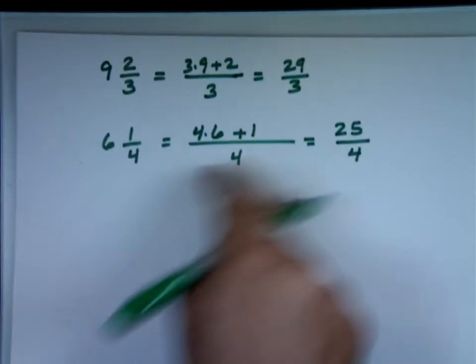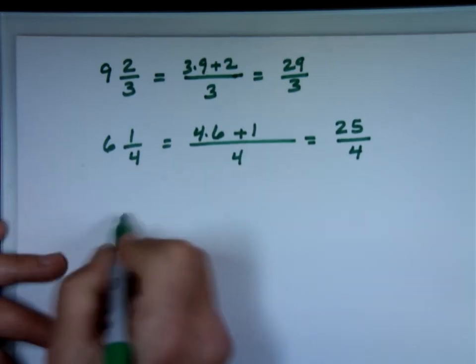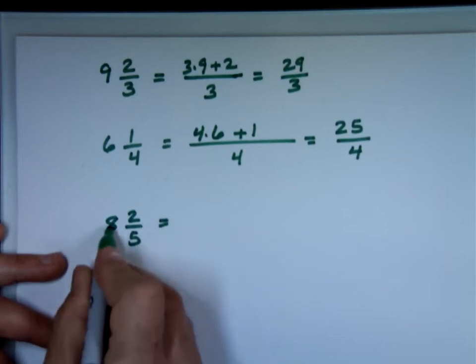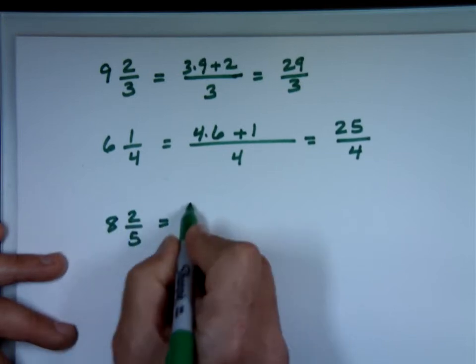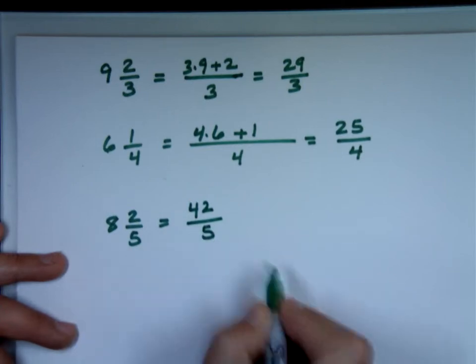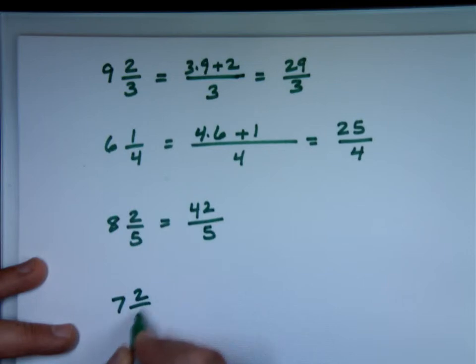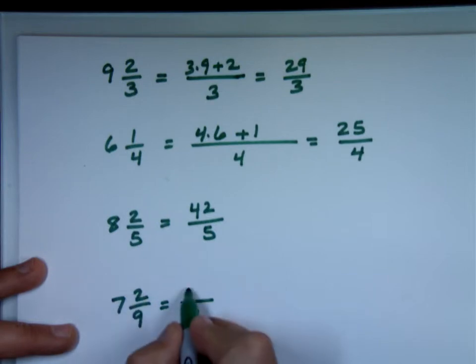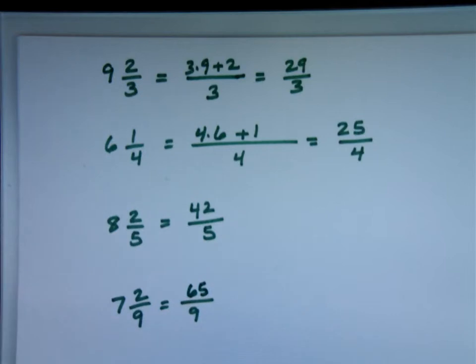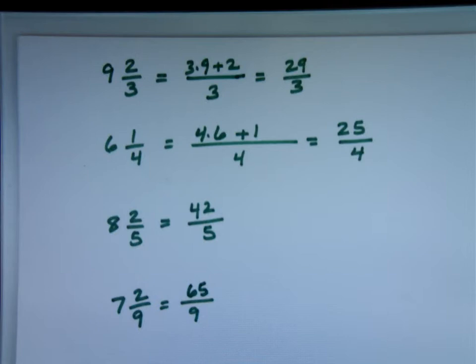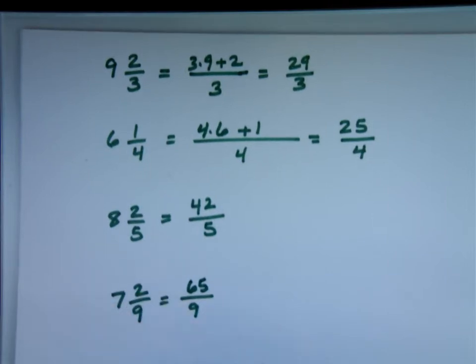So a lot of times we don't put that step here. We bypass that. 8 2/5. We usually go in our head. 5 times 8, 40 plus 2, 42 over 5. 7 2/9. 9 times 7, 63 plus 2, 65. So we do it in one step. Instead of going to that step, then to that one, we just do the math in our head. 9 times 7, 63, plus the 2, 65.